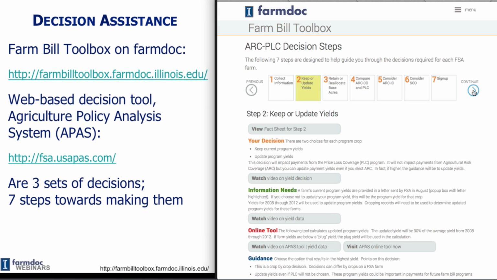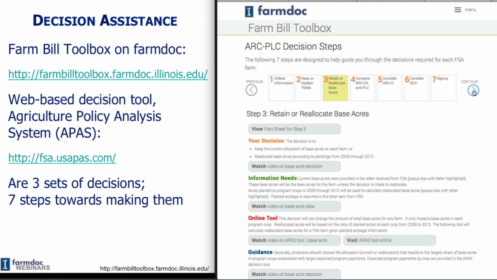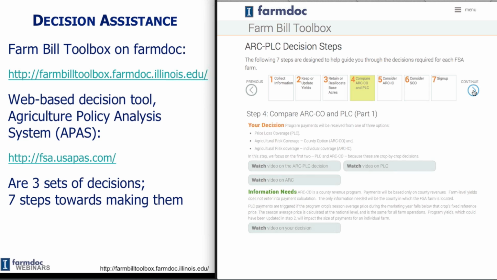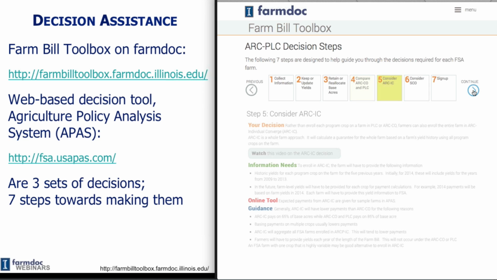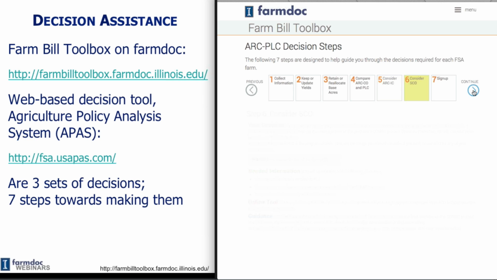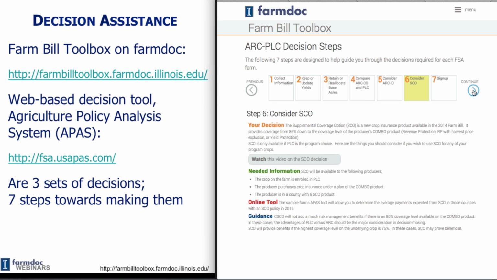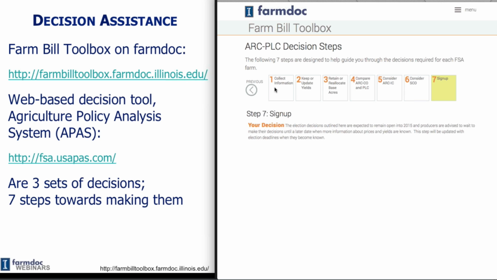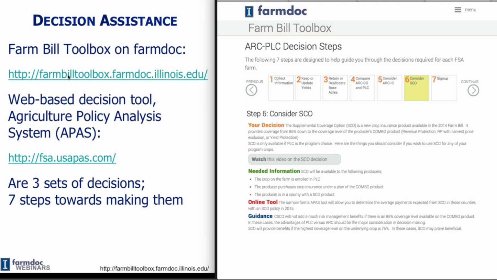And again, we'll talk about that a little bit more today. Keep or update yields. You can keep your current yields or update them to the 2009-2012 average. Retain or reallocate base acres. And then the 4th and 5th steps make the comparisons to the programs that exist out there. We also want you to consider SCO because it's only available with PLC, and then finally sign up. So that's our 7 steps on our FarmDoc Farm Bill Toolbox webinar.